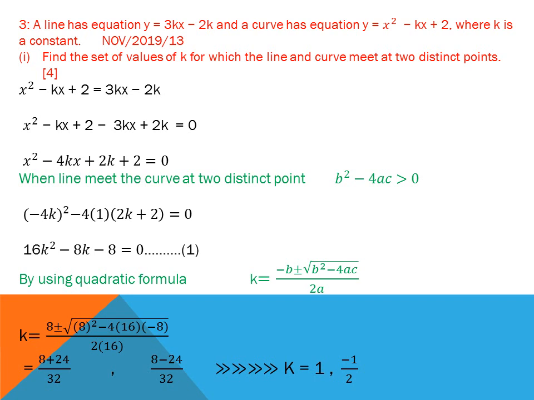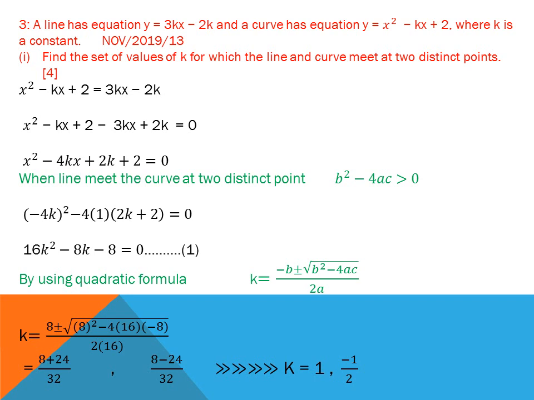When line meets a curve at two distinct points, the discriminant should be greater than 0. So b square minus 4ac, it's a discriminant, greater than 0. First of all, I find the critical values. I set the b square minus 4ac equal to 0 and find the critical values of k.